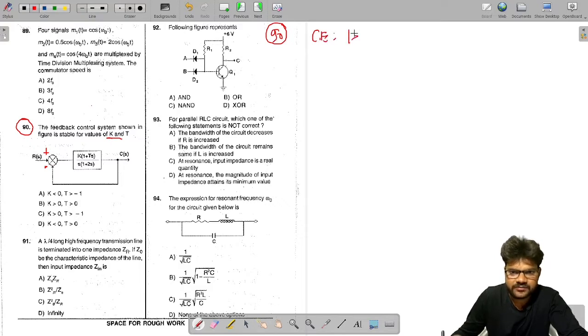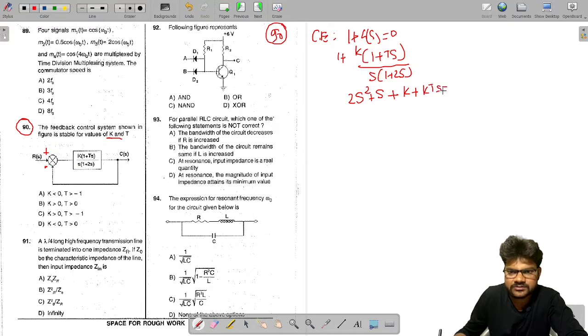The characteristic equation will be 1 plus G(s) equals 0. So 1 plus G(s) is k into (1 plus Ts) upon s into (1 plus 2s). So this is going to be 2s square plus s plus k plus kTs equals 0. So 2s square plus, taking s as common, (1 plus kT)s, then plus k equals 0.